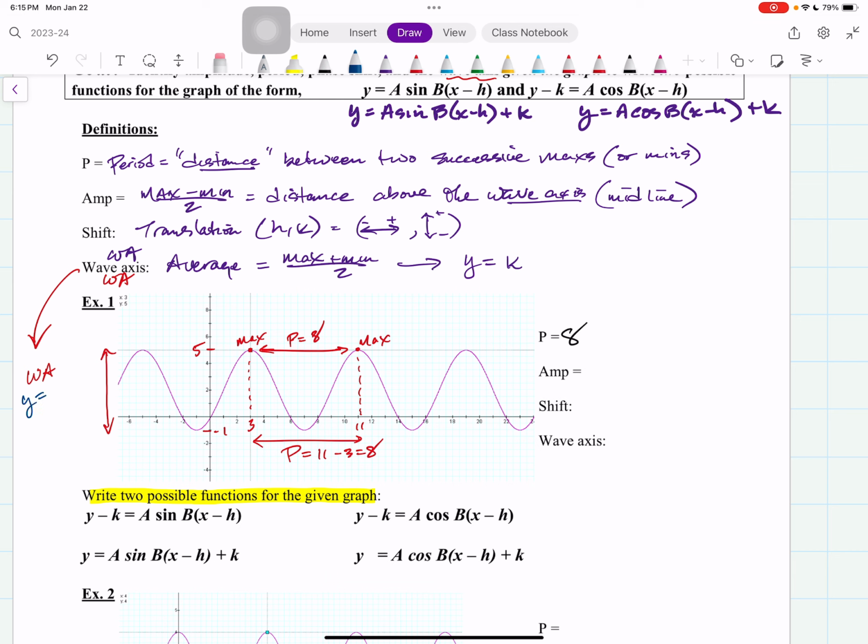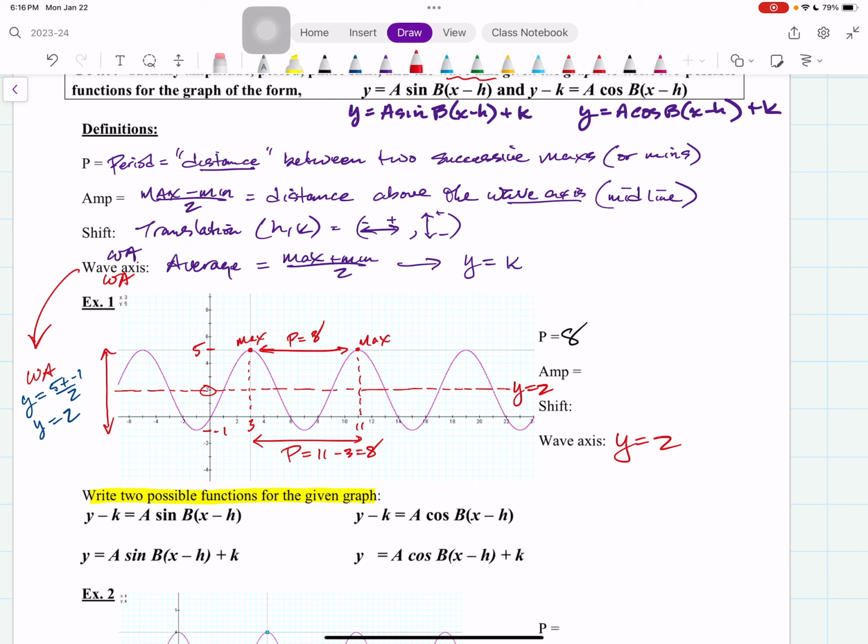So y is equal to 5 plus -1, divide that by 2. So y is equal to 4 divided by 2, or 2. So if we draw the wave axis through 2, which is right here, by the way, we should be able to divide the wave into 2 equal halves. So here's your wave axis going right through the wave. Okay, so that's called y is equal to 2. That's my wave axis. Y is equal to 2.